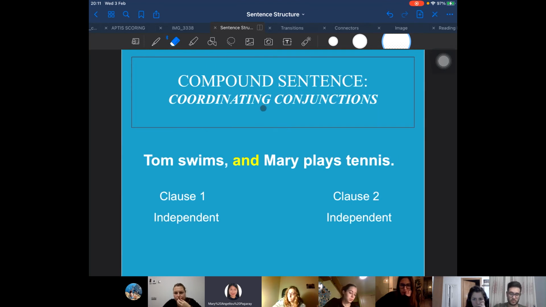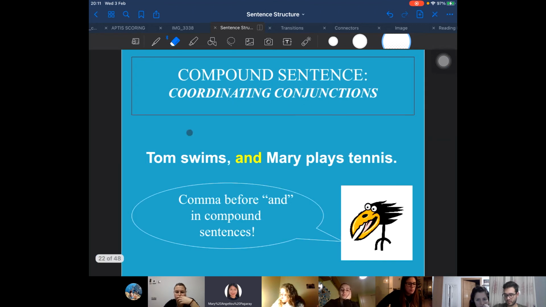Okay, so compound sentences, coordinating conjunction. Tom swims and Mary plays tennis. So as you can see, this is the FANBOYS, the coordinating conjunctions. And Tom swims without the and, it does make sense. It has a subject, it has a verb, it has a predicate. And the same with Mary plays tennis. And remember that there's a comma before the and in compound sentences.